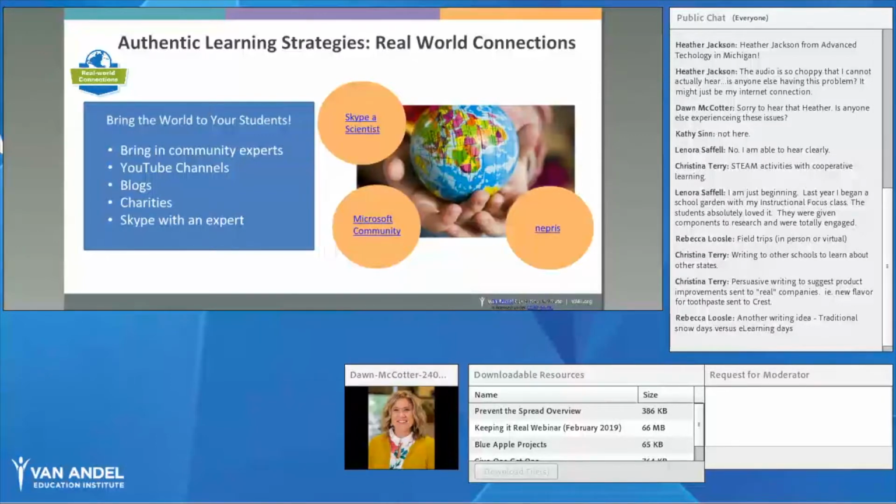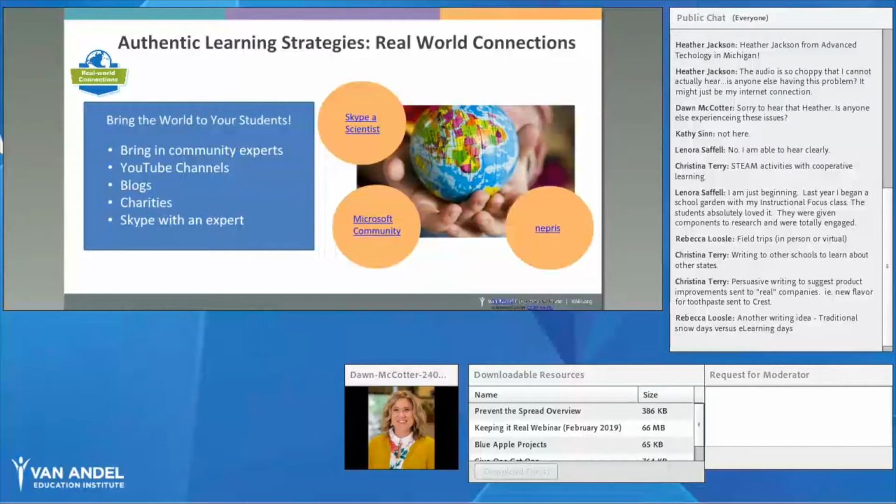The second component to project-based learning is real-world connections, bringing those in. And so we've divided those into basically two buckets: bring the world to your students or bring the students to the world. For bringing the world to your students, this is where you're going to want to bring in your community experts. Scour YouTube. Look for YouTube channels for experts. Blogs are a great place to check out. Charities, local charities that are willing to come in and talk to your class about certain topics. And then also, virtually, looking at Skyping with an expert.